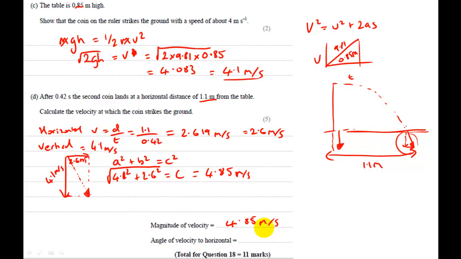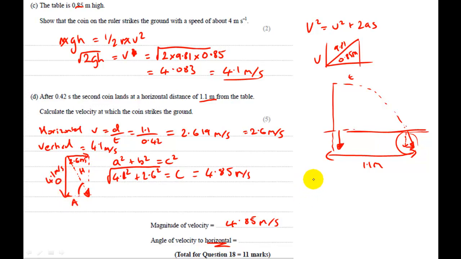And then the angle, and I had to redo this video because I did it too quickly, the angle of the velocity to the horizontal. Okay, so we're looking for this angle here. I'm just going to label up the triangle because I'll be using trigonometry. So this is the hypotenuse, this is the opposite of the angle, and this is the adjacent.